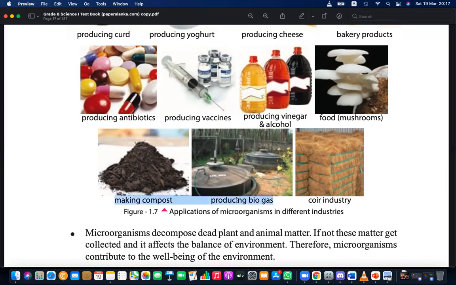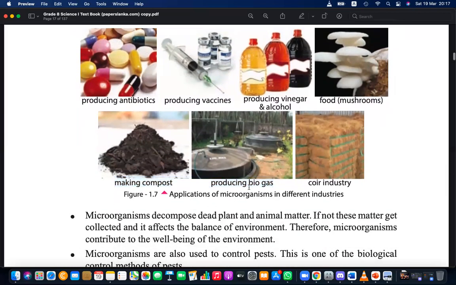And then biogas. Sometimes these microorganisms are also used in other kinds of fuel production, in fuel purification and so on, and in producing biogas. Biogas means methane. Right? Methane is a biogas. So these compost and biogas are related.